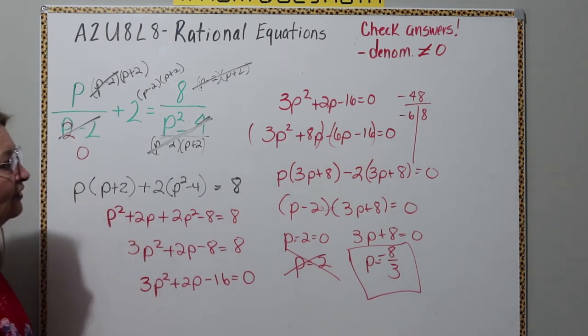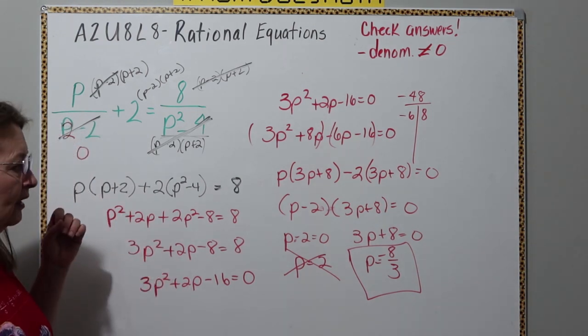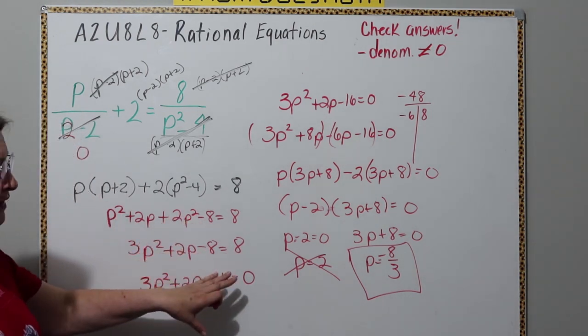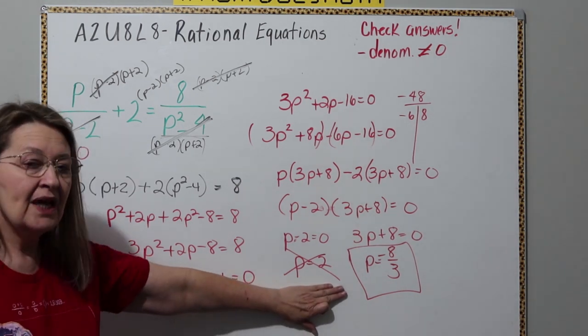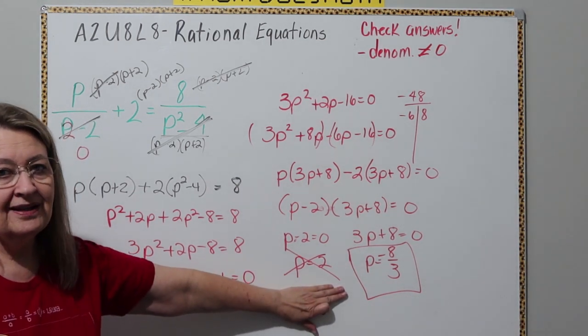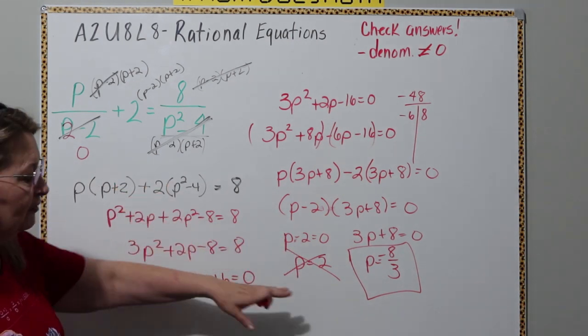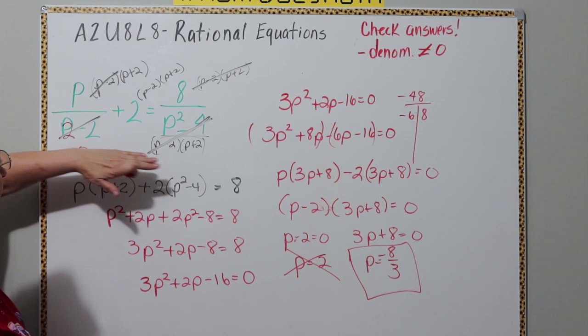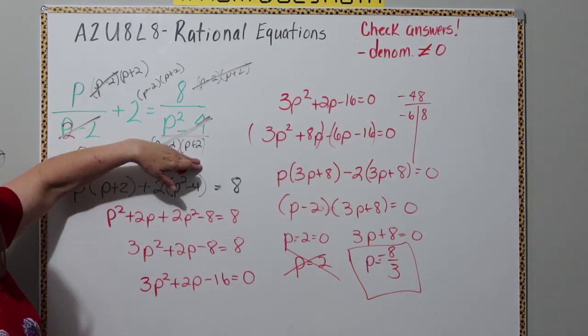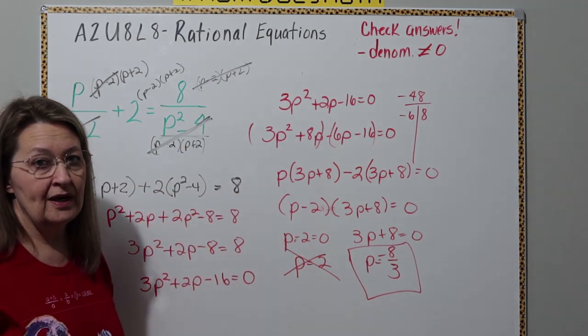So there's that. This was a pretty complicated problem, and I probably wouldn't assign one of these, but I did want you to see that sometimes you get an answer that is not allowed. So that's the primary takeaway from this problem. If you check your answers and it's going to give you a 0 in your denominator, that answer is extraneous.